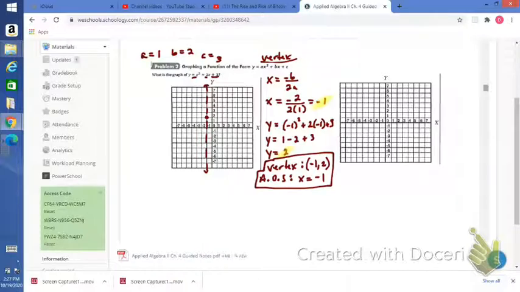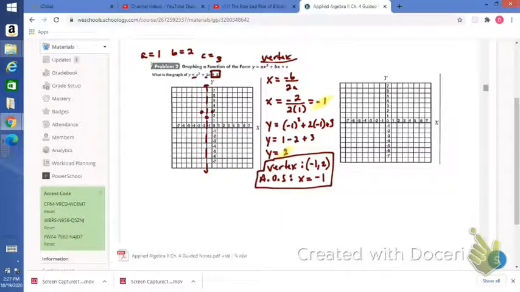So what we know here is, remember I was saying our c, or our constant, that's our y-intercept. So we know that this graph is going to cross the y-axis at 3. So we know 0, 3 is a point. So if we know 0, 3 is a point, we can reflect across the axis of symmetry, and we know that negative 2, 3 is a point.